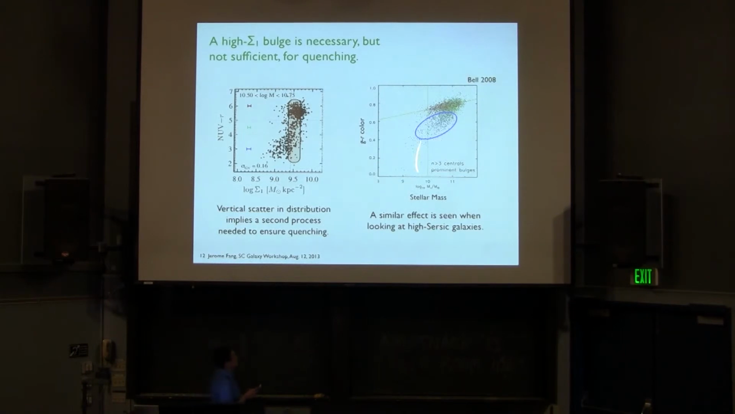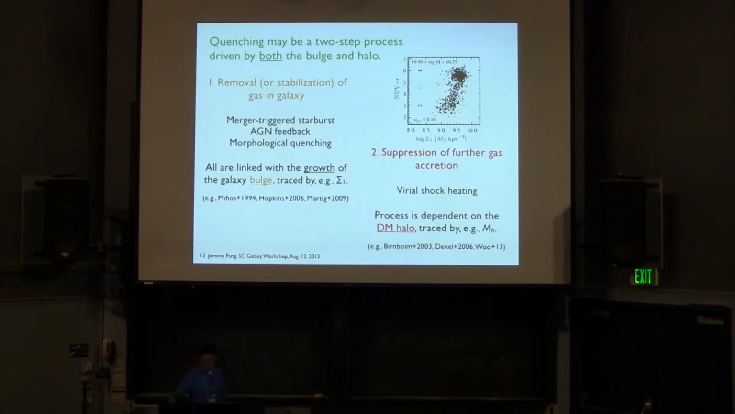And this is not new. Eric Bell actually made a similar statement in his work. When he looked at Sloan galaxies, plotting high-surface-density galaxies here, he found there's a tail of high-surface-density galaxies that are still blue and star-forming. And so he said, again, that you need something else. A bulge is not sufficient in this case.